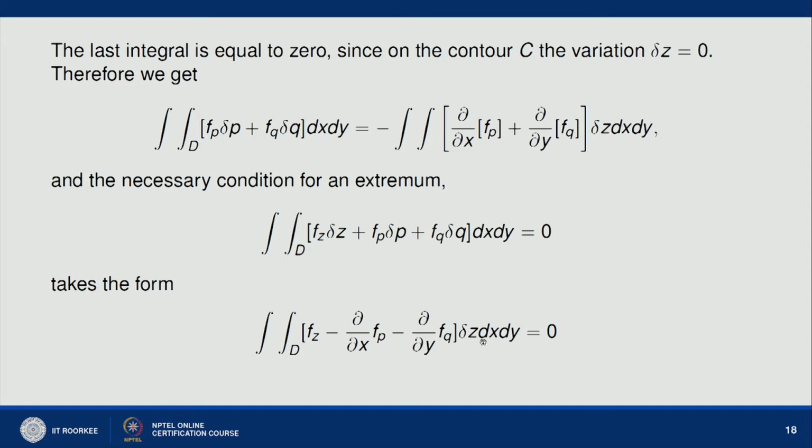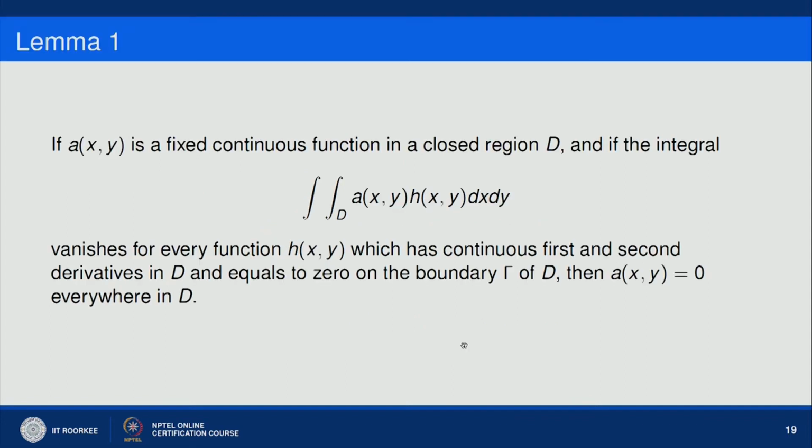Now look at this part, delta z. Delta z is basically a continuous function. In fact, it is also a differentiable function. So we can say that delta z is equal to 0 on the boundary, and has continuous first and second order derivatives on the domain D. To get some information about this quantity, we use the generalization of a lemma which we have discussed in the case of curves.